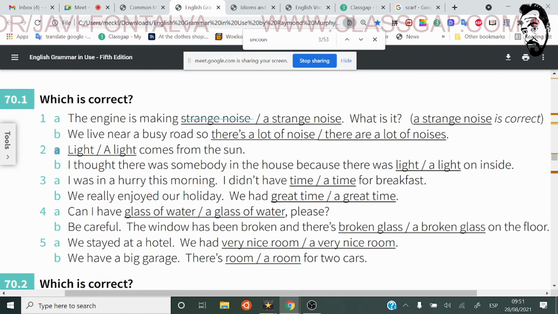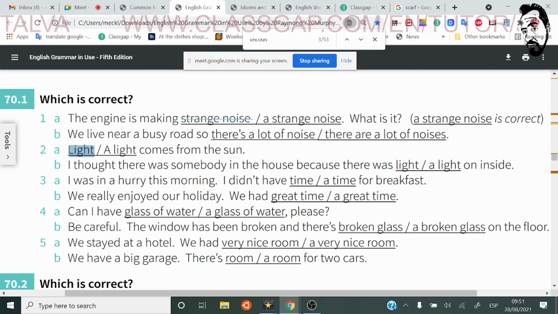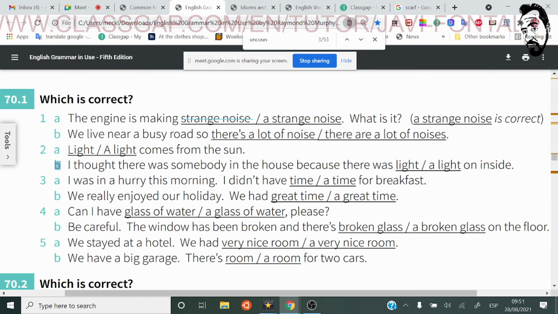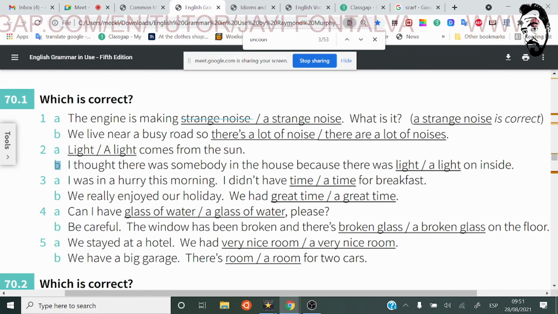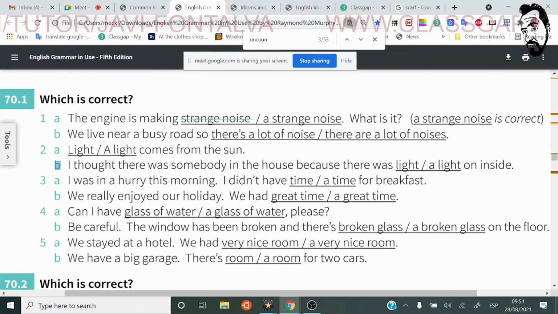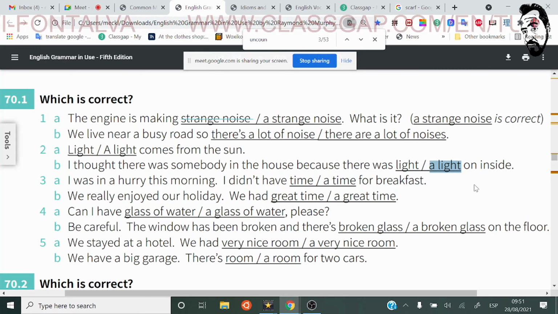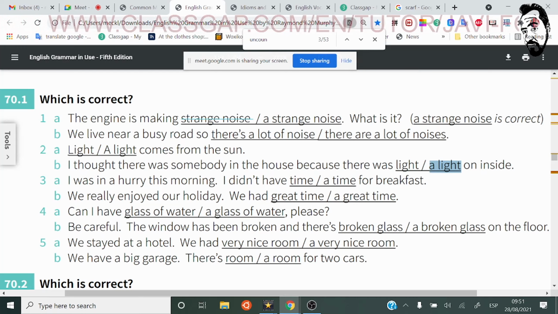Light comes from the sun. So light comes from the sun. So here again, we talk in general. And 2B. I thought there was somebody in the house because there was a light on. Exactly, a light. Here we talk about a specific light. So that's why we say a light.